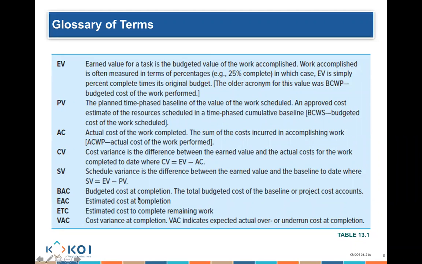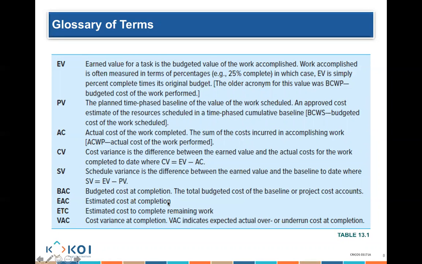Budgeted at completion: how much is the project supposed to cost me at the end of the project? Estimated at completion: how much a project is estimated to cost me at the end of the project. That's especially valuable when the project is not going according to plan. Estimated at completion would actually increase.